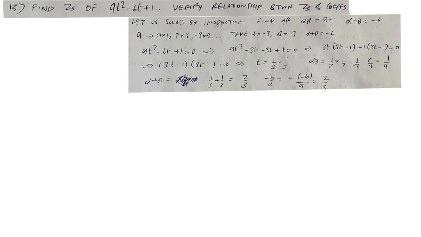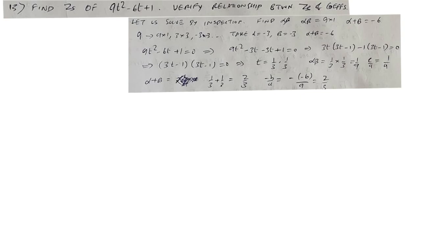So 9t squared minus 6t plus 1 equal to 0 can be written as 9t squared minus 3t minus 3t plus 1 equal to 0. Taking 3t common out of the first two terms, you get 3t into 3t minus 1, and minus 1 into 3t minus 1 for the third and fourth terms, is equal to 0. Now take out 3t minus 1 common, you get 3t minus 1 into 3t minus 1 is equal to 0. This means t equal to 1 by 3 and t is equal to 1 by 3. Both the roots have the same value, which is 1 over 3.